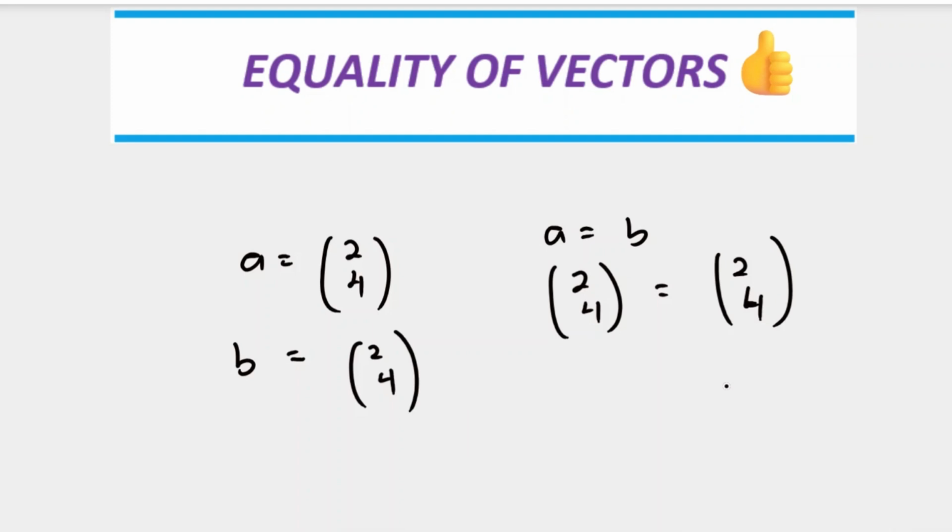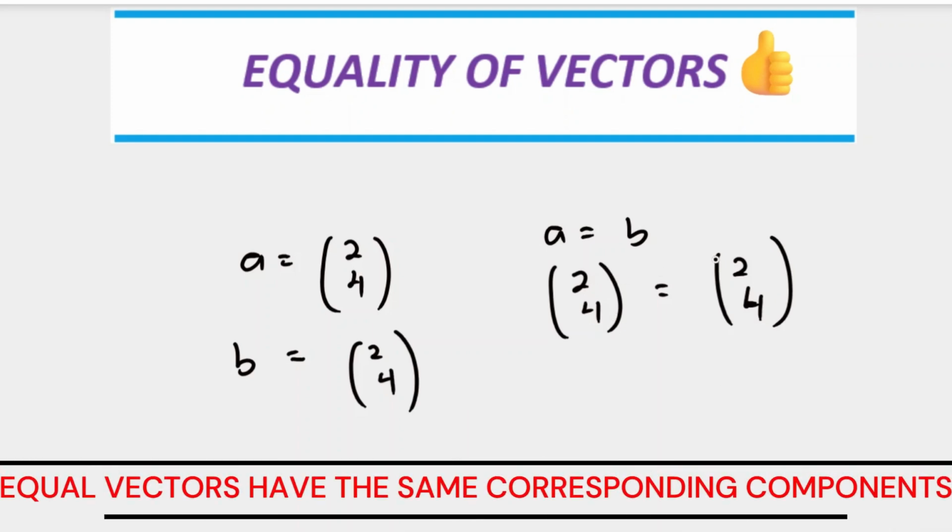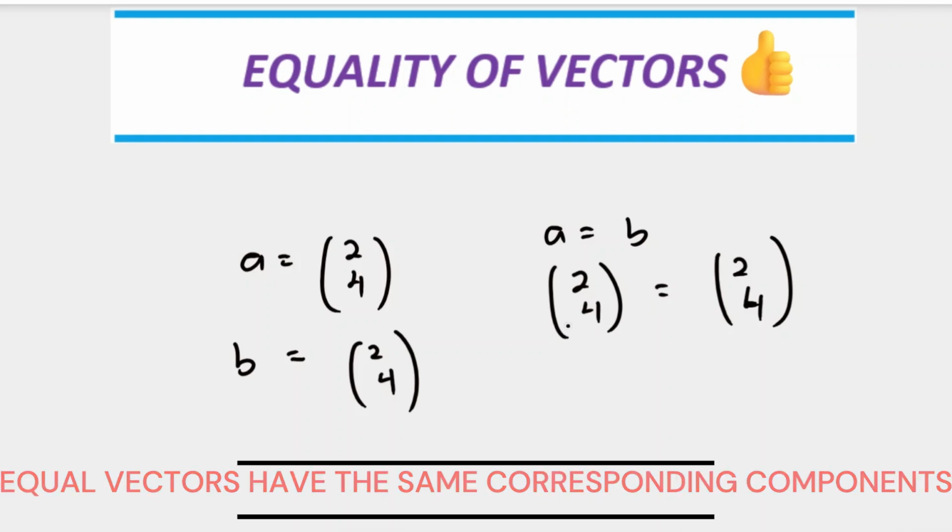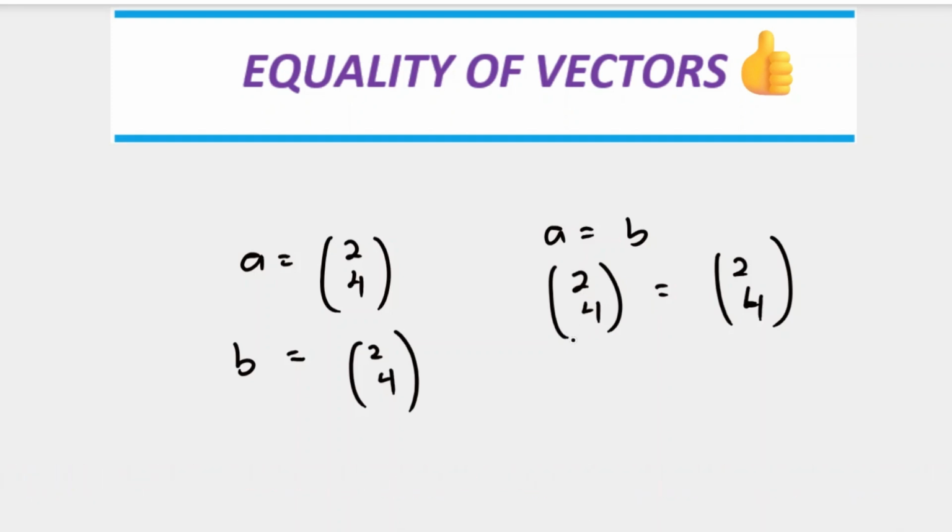You can see that, in fact, the x component for A is the same as the x component for B, and the y component for A is the same as the y component for the vector B. So we can now say that when vectors are equal, then their corresponding components are the same. We're going to use this idea to answer some questions. You have to know that when vectors are equal, then they have the same corresponding components. Now let's take some questions.